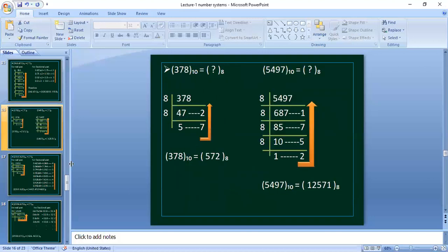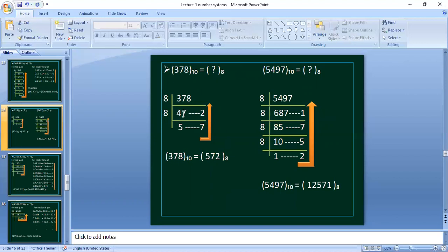Next, I'm taking one more example. 378 is the given decimal number. We need to convert this given decimal to octal. So the destination base or radix is 8. If it is the integer part, we need to follow the successive division with 8. In this problem we have an integer part only, so we follow the successive division with 8.